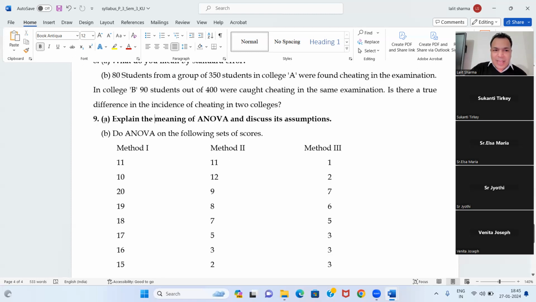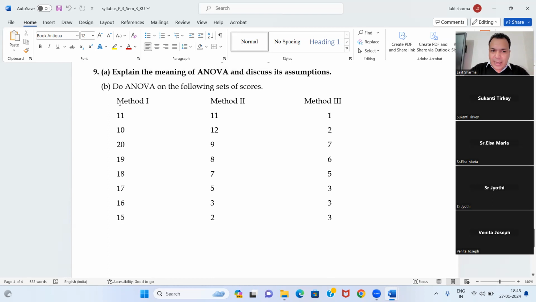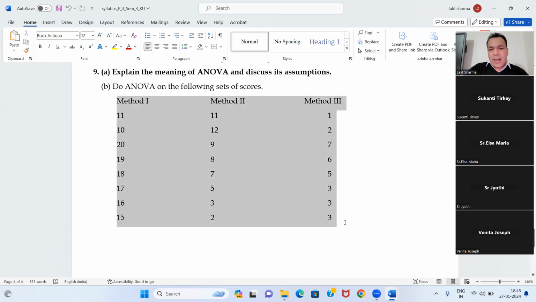Right. And ninth में देखो, explain the meaning of ANOVA and discuss its assumption. और ये देखो एक ANOVA के ऊपर आ गया आपका numerical, आ गया ना, तीन आ गए ना. तो more than two difference you want to check, more than two variables, then ANOVA you use. ANOVA means analysis of variance, right. And if you want to obtain the difference between two means, you use the t-test, okay.